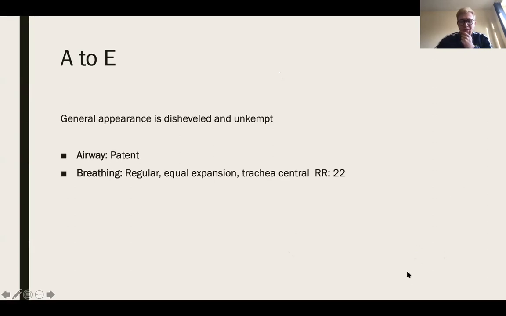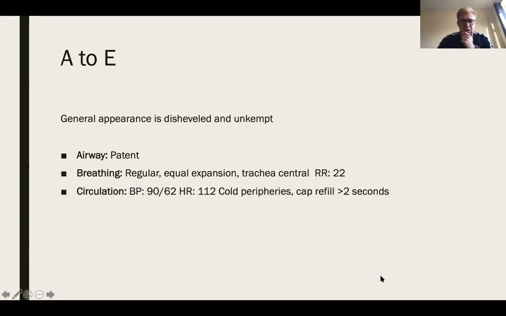High respiratory rate, yeah, nice. So slightly raised above the 20 we'd normally use as a threshold. Right. Patient's BP is 90 over 62, heart rate of 112, cold peripheries and a cap refill greater than 2 seconds. I'm hoping we're going to get one now. Nice, low BP. Hypotensive tachycardia, yep, we've made an inference there.